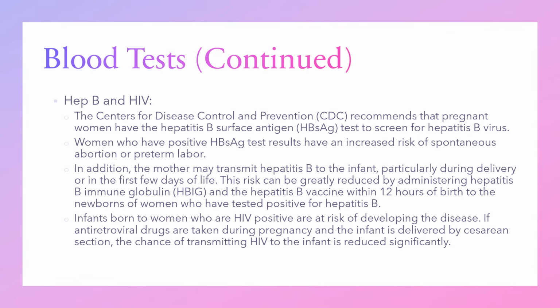Hep B and HIV. The CDC recommends that pregnant women have the hepatitis B surface antigen test to screen for hepatitis B virus. Women who have a positive result have increased risk for spontaneous abortion or preterm labor. In addition, the mom may transmit Hep B to the infant, particularly during delivery or in the first few days of life. This risk can be greatly reduced by administering the hepatitis B immune globulin, HBIG, and the vaccine within 12 hours of birth to the newborns of women who have tested positive for Hep B.